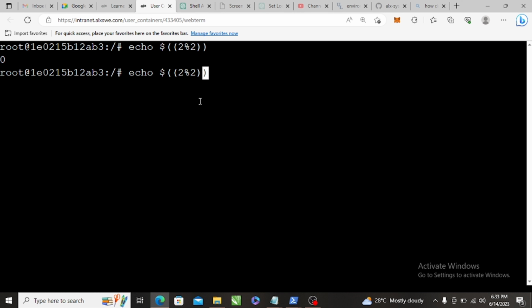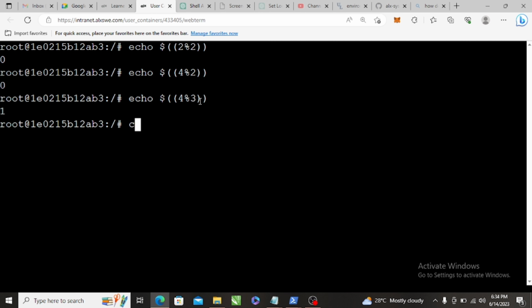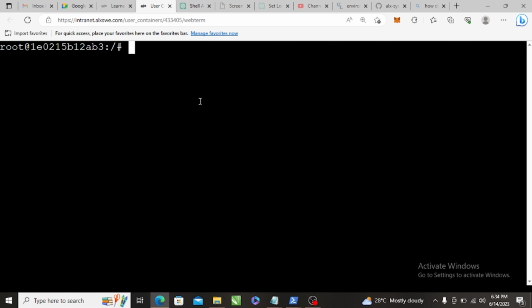So if I do 4 divided by 2, it will remain 0, right? So if I do 4 divided by 3, it will remain 1, right? So that's how modulus works, right? So we have so many like that.